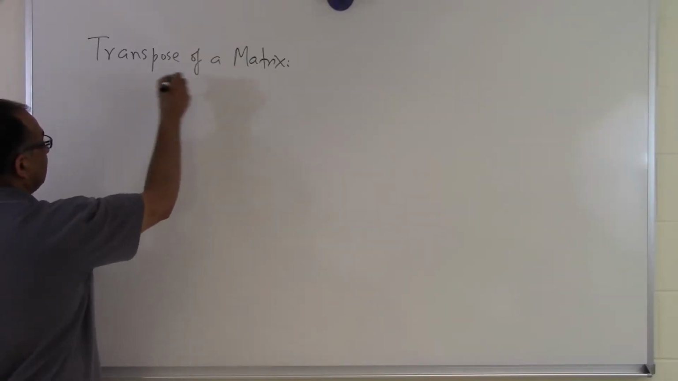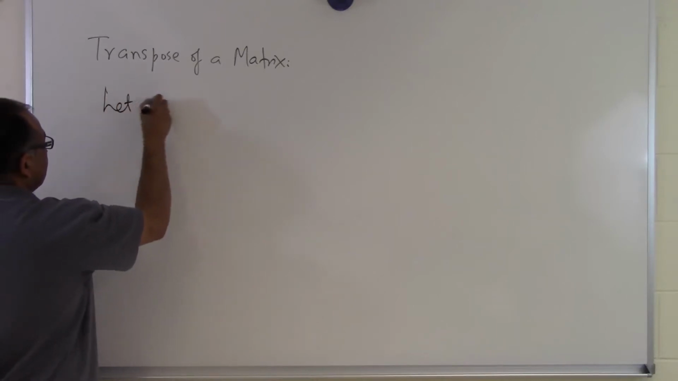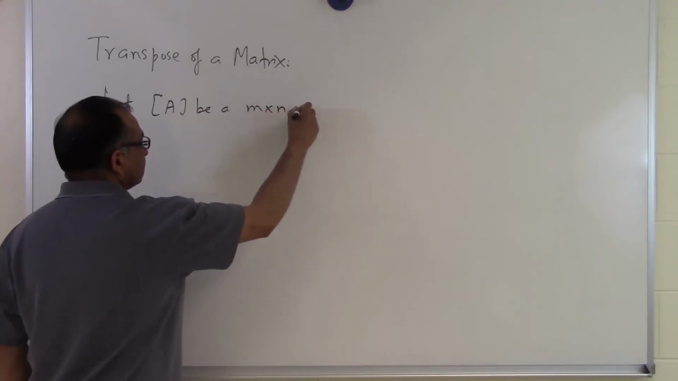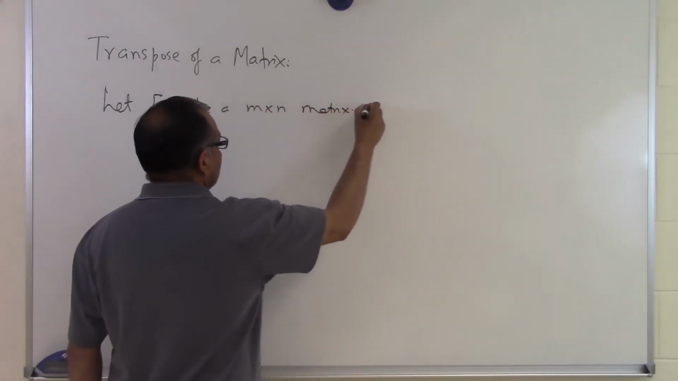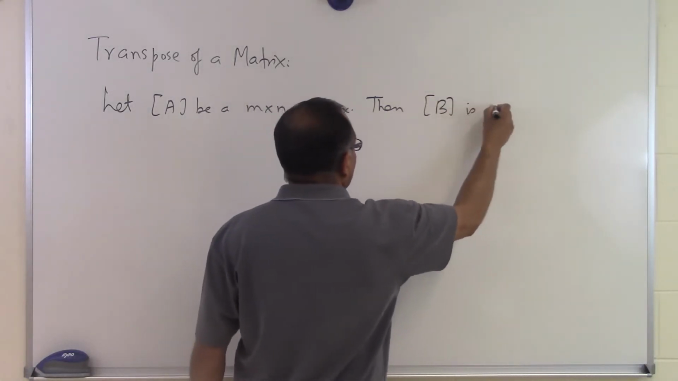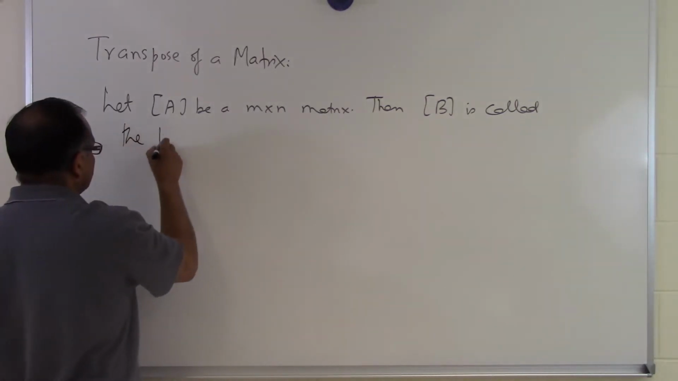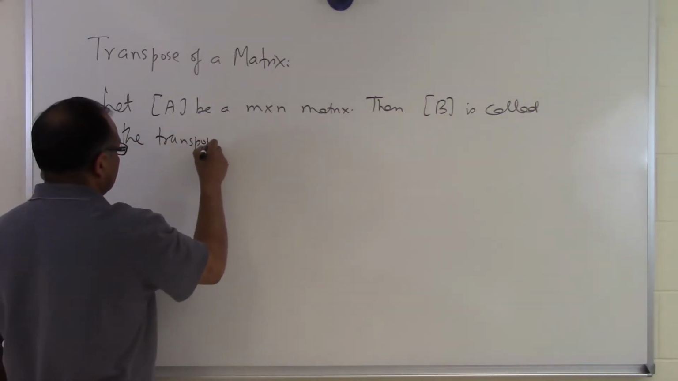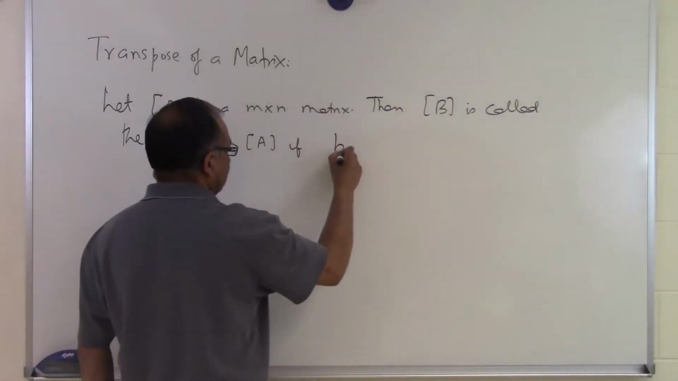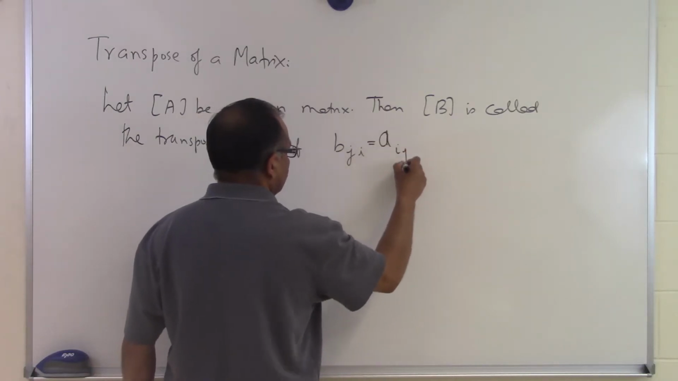In this segment, we'll talk about what we mean by a transpose of a matrix. Let A be an M by N matrix. Then B is called the transpose of A if Bji is the same as Aij.